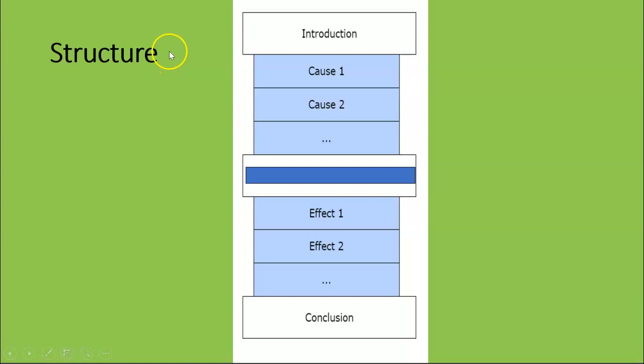So the structure of a cause and effect essay is quite straightforward. So 4 paragraphs. The first paragraph is an introduction. The second paragraph is causes. So you would explain 2 or 3 main causes of the problem. The third paragraph would be effects. So you explain 2 or 3 of the main effects of the problem, and then a conclusion. So introduction, cause paragraph, effect paragraph, conclusion.